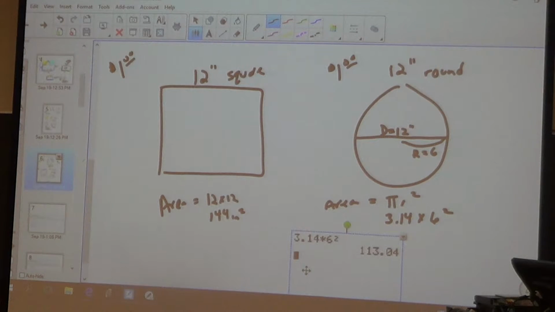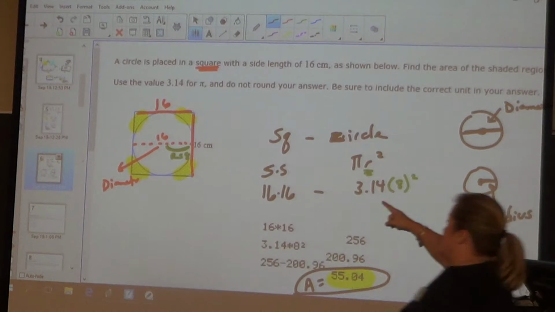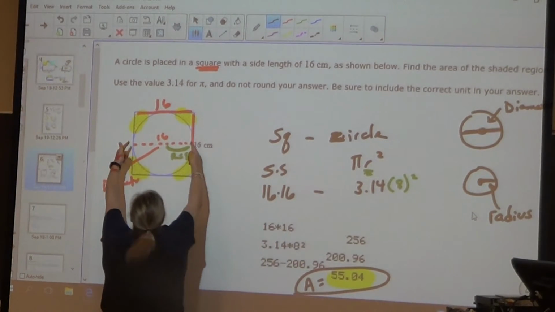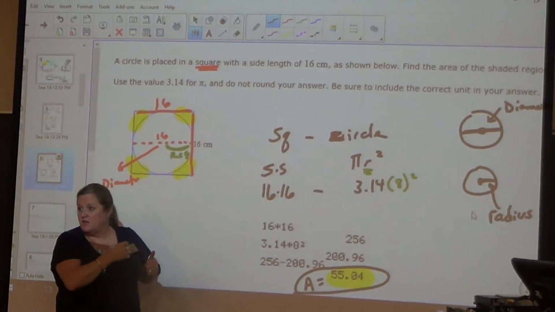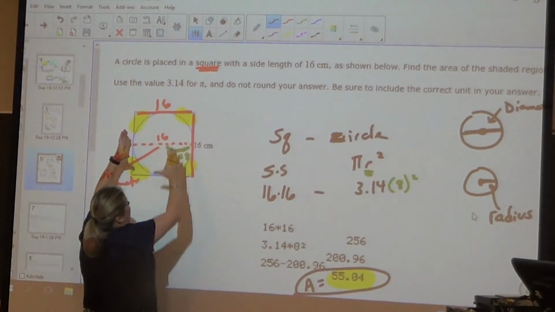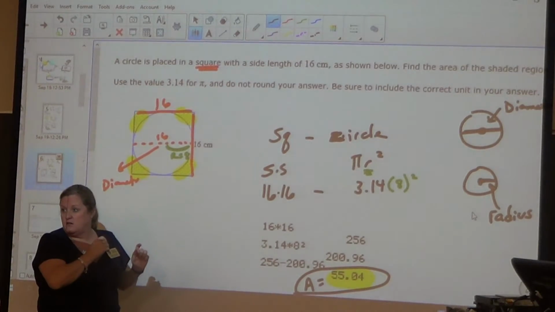This one has an area of 113.04. If they're the same money, which one are we going to buy? The square one, because look at this problem. This is a 16-inch round on top of a 16-inch square. So when you buy a round pizza, you're losing all those yellow corners right there.